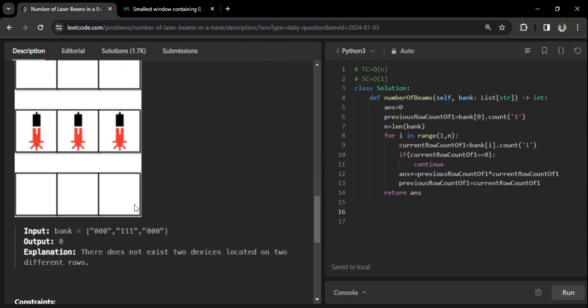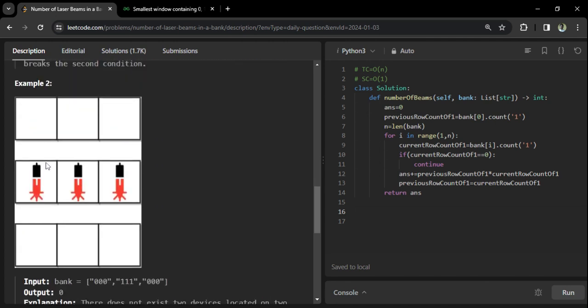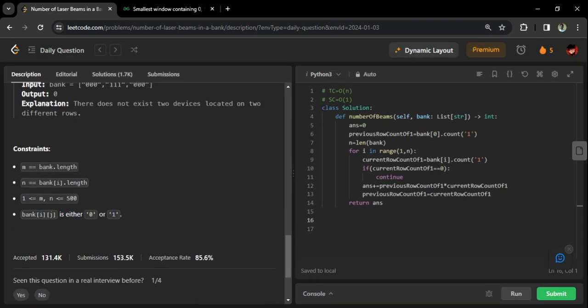And if you see the second example, this is the only row which has devices. There is no row after that which has devices. So obviously there are no beams. So if you have understood this question, yeah, I already discussed the constraints, by the way. There's nothing much to discuss there.